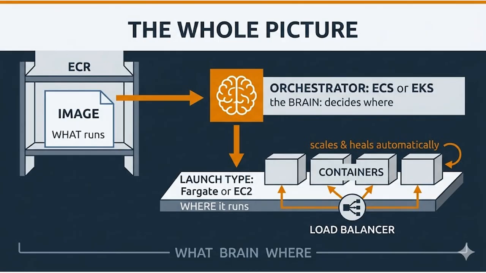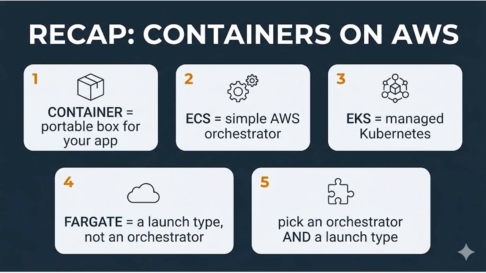Notice the layers, the image is what runs, the orchestrator is the brain, deciding where, and the launch type is where it physically runs. 3 different jobs, that's why they were never competing. Let's bring it together. A container is a portable box holding your app and its dependencies. You build it as an image, store it in ECR, and run many copies.